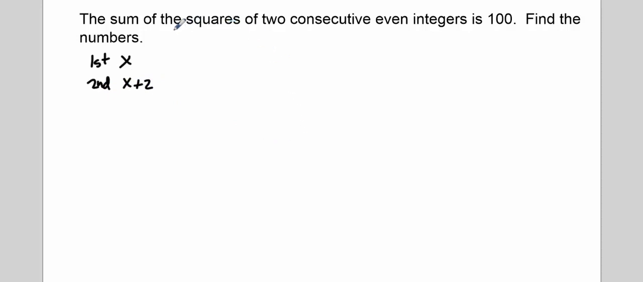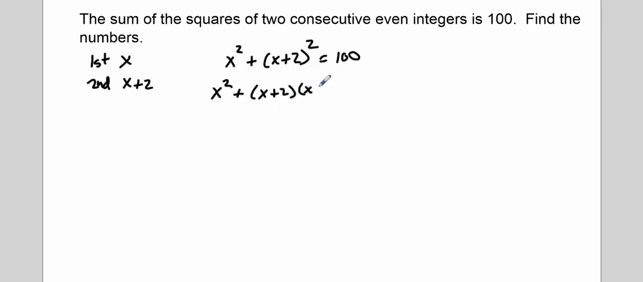And it says the sum of the squares of two consecutive integers. So I have to square x, and then I have to square the second. So that's x plus 2 quantity squared is equal to 100. This problem is difficult, and this is usually what catches people here. I can't distribute a power, so I have to FOIL this multiplied by itself.